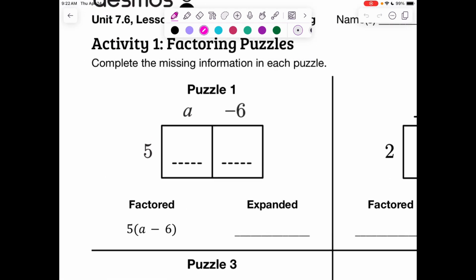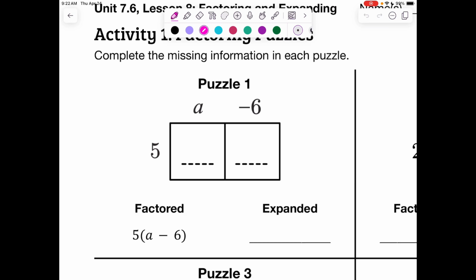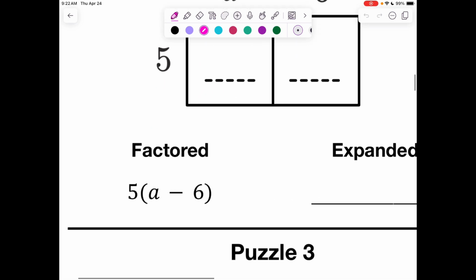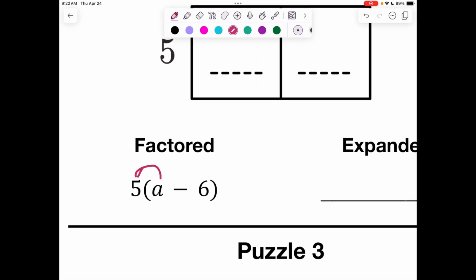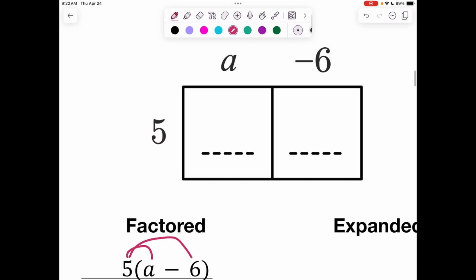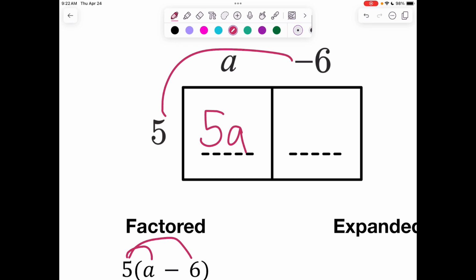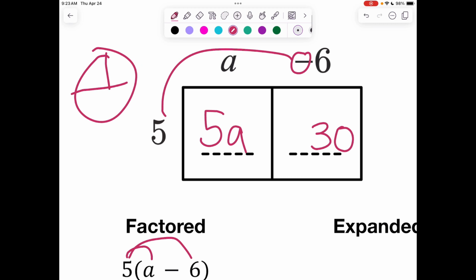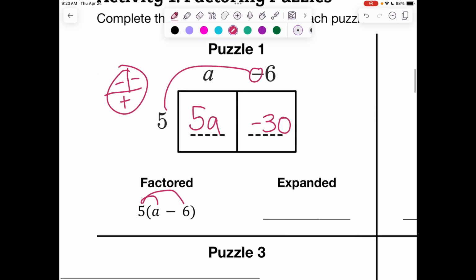All right, we need to complete the missing information in each puzzle. So we have 5 parentheses a minus 6. What this means is we're going to do our whoop whoops. Can I get a whoop whoop? We need to multiply 5 times a and 5 times 6. So 5 times a is just 5a. And then 5 times 6 is 30, but it's a negative. So remember, when we do our negatives and positives, a negative times a positive is a negative. So this would be a negative 30. Then in expanded form, we would write this as 5a minus 30. And that's our whoop whoops.